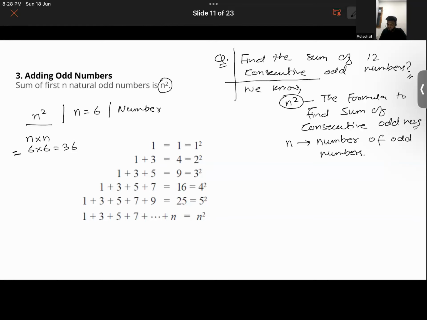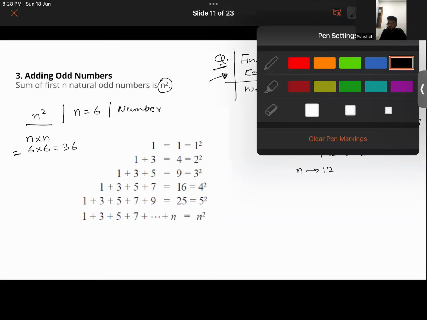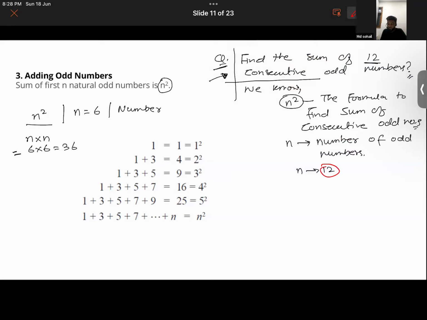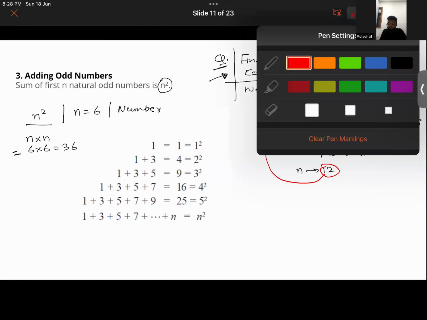It's 12 here. This is the question here. The sum of 12 consecutive odd numbers. So the value of n is how much here? It is 12. So you will simply put this value 12 in the above given formula and you will get your answer.